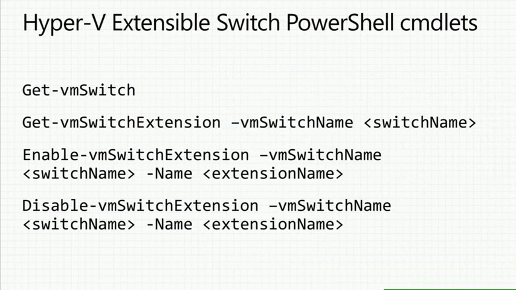Here's a quick snapshot of the key PowerShell commandlets. Get-VMSwitch will list all the switches that are on that Hyper-V host. Get-VMSwitchExtension, if you give it the switch name, will list the extensions for that particular switch. And then you can enable and disable the individual extensions on a per switch, per extension basis.